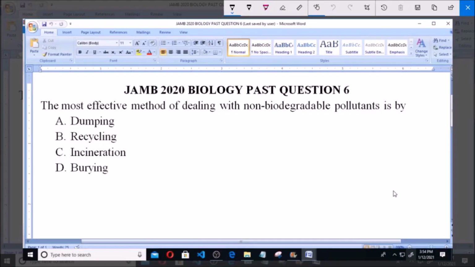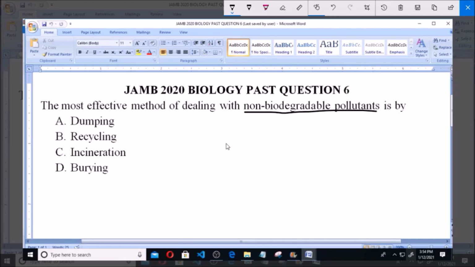I'll be answering Jamb 2020 Biology Past Question 6. The most effective method of dealing with non-biodegradable pollutants is by A. Dumping, B. Recycling, C. Incineration, and D. Burying. Now, when you say non-biodegradable pollutants, we simply mean pollutants that cannot be acted upon by microbes.